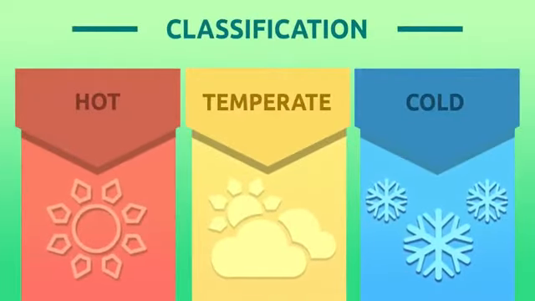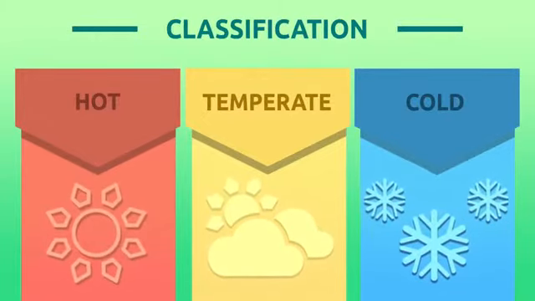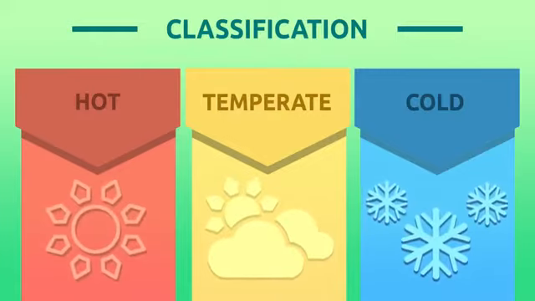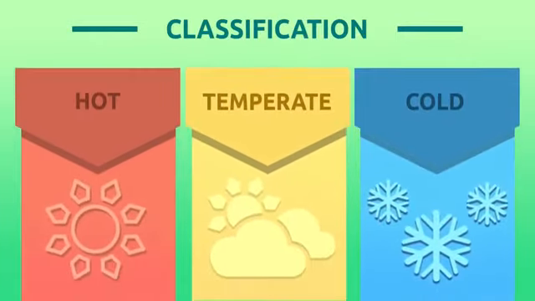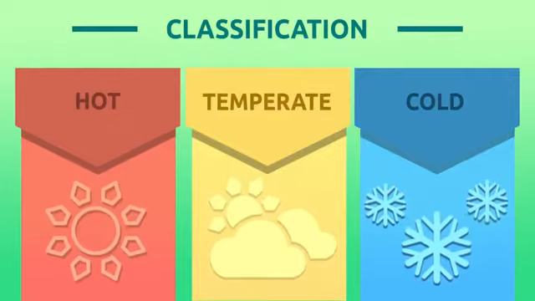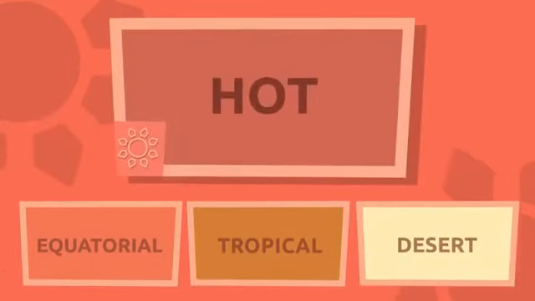There's a big variety, and every one of them has its own characteristics. We can divide them into hot, temperate, and cold climates. Let's learn more about some of them. The equatorial climate, the tropical climate, and the desert climate are hot climates.